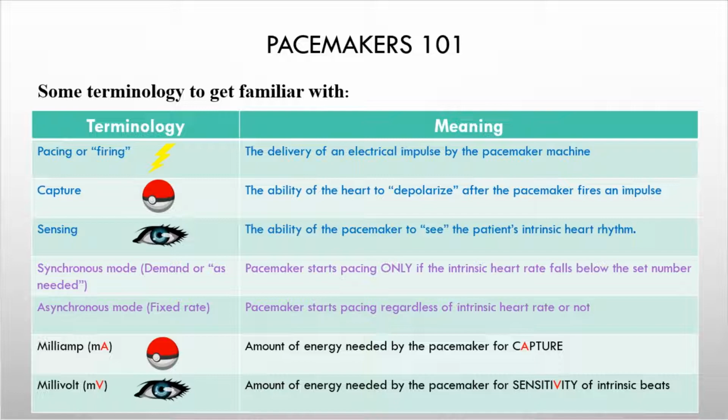Okay. The two types of energy that we have in the pacemaker that we should be aware of include the milliamperes, milliamps, and the millivolts. One way to remember them is that milliamps has an A, and this is the energy needed for capture, and capture also has an A. Millivolts, on the other hand, is the amount of energy needed for the pacemaker to see. Okay, sensitivity. And sensitivity is the word that has a V in it. Also, since this is needed for the pacemaker to see, vision. That's another way for you to remember the millivolts as opposed to the milliamps.